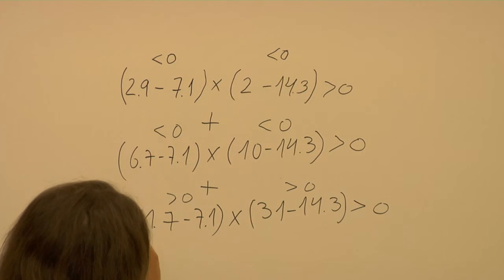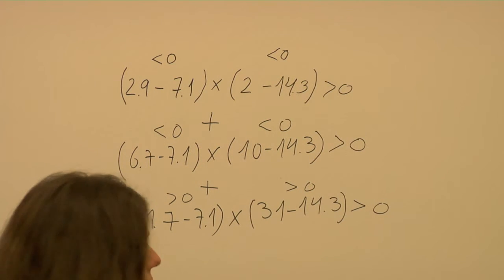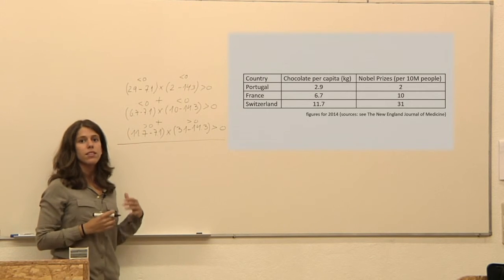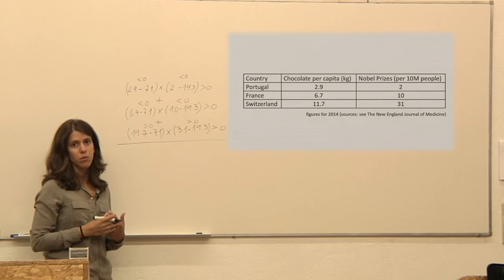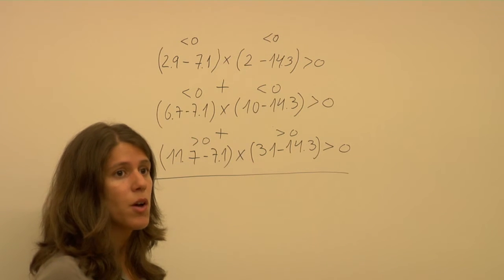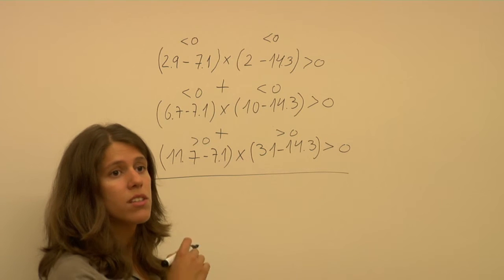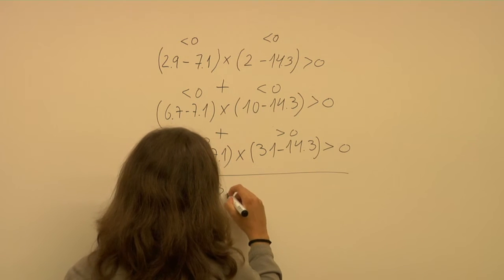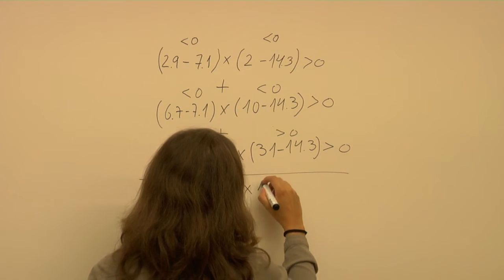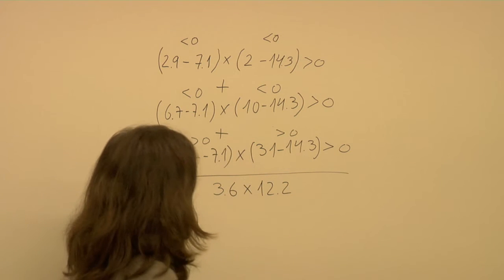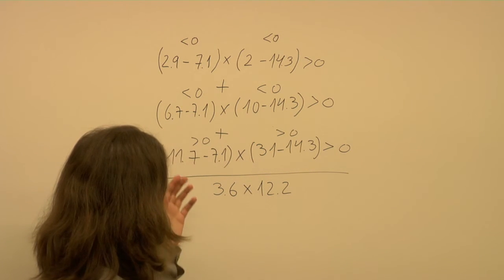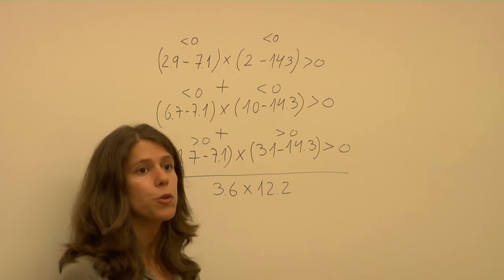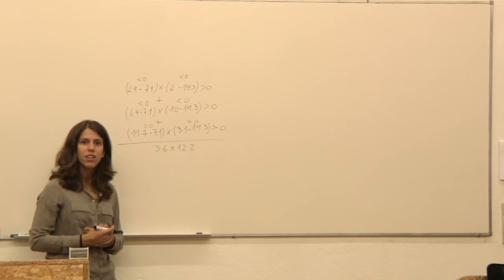So we are summing up positive numbers, and in the end we will divide by the standard deviation of each of the columns. Now you have seen the variance. Well, the standard deviation is just the square root of the variance, which in this case is 3.6 and 12.2 for Nobel Prizes. So if we are dividing a positive number by a positive number, we conclude that we have a positive correlation here.